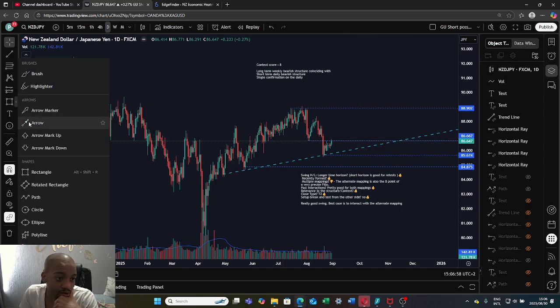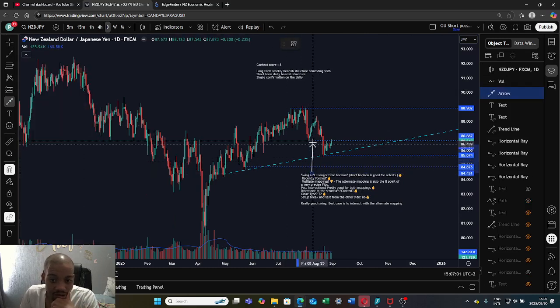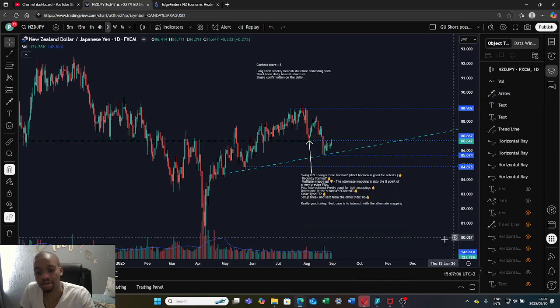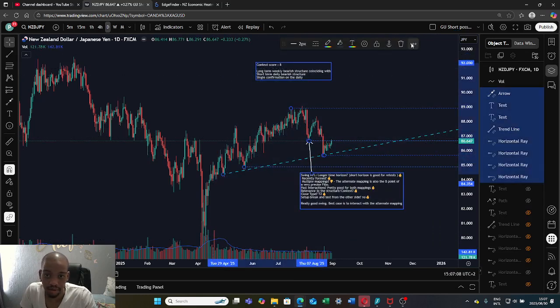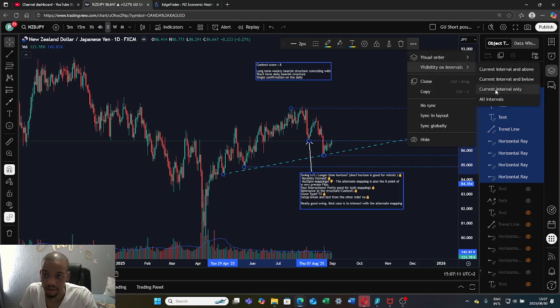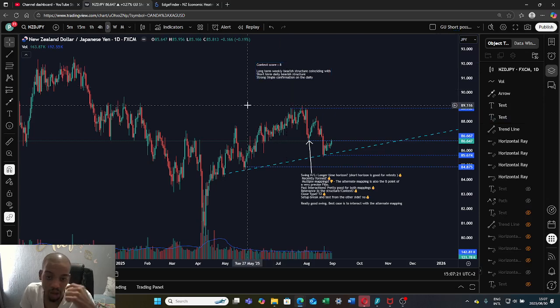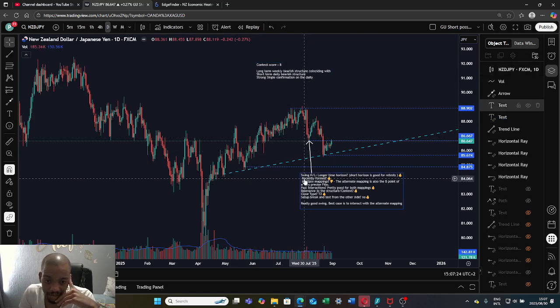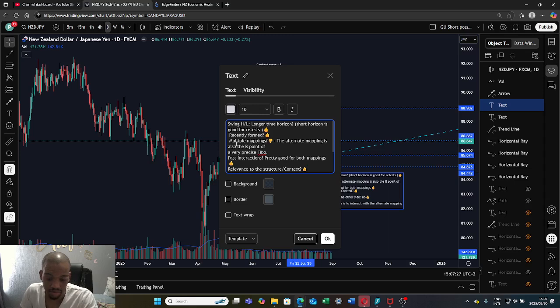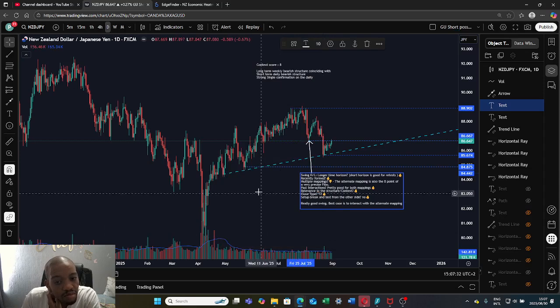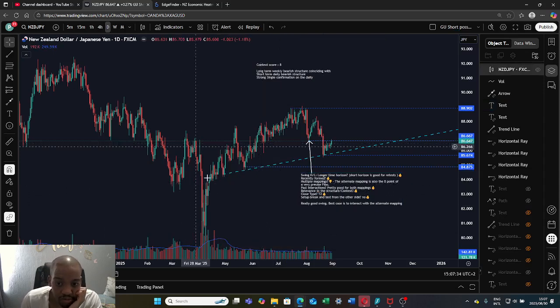Just a sign arrow here. Gonna say current interval. Say strong single confirmation. Strong single confirmation. Maybe.